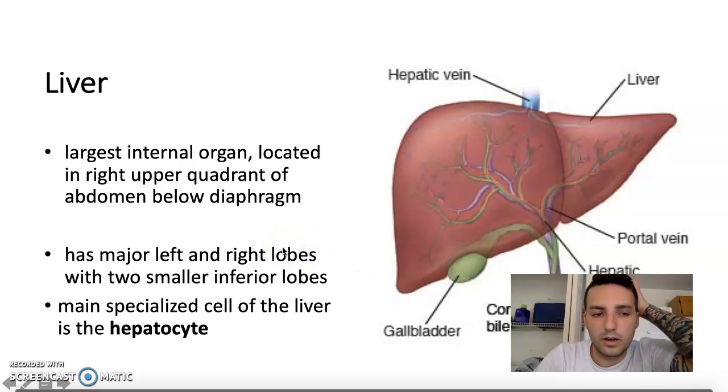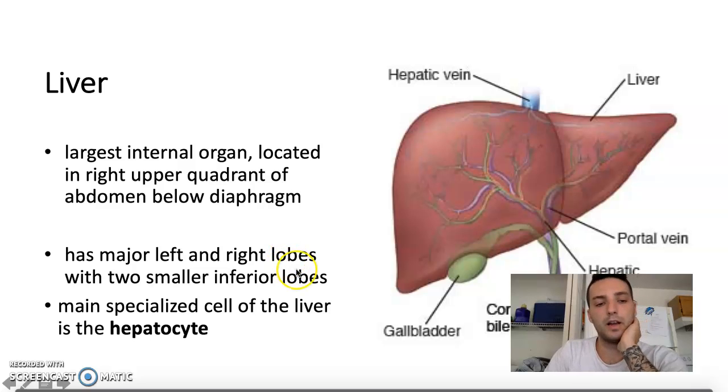So I kind of wanted to start out with the structure. You can see it's the largest internal organ located in the right upper quadrant of the abdomen. It has a major left and right lobe. It has two smaller inferior lobes, which aren't really well defined here. If you think anatomically, the left is the liver here, and the right is the big lobe here. And the main specialized cell of the liver is the hepatocytes.